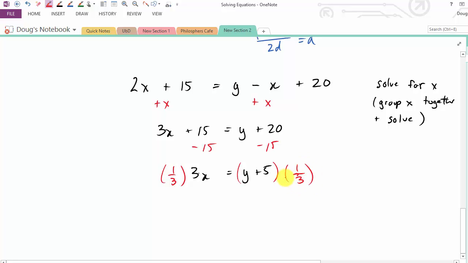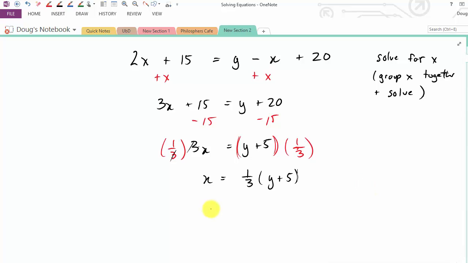I think writing brackets can really help people in this situation if you're still trying to get really good at this. Writing your brackets, being really diligent with that, will help you get the correct answer. So that cancels out. X equals 1/3 y plus 5. And if you want to distribute that, you can go y over 3 plus 5/3. So there you go. Just a short review of solving equations.